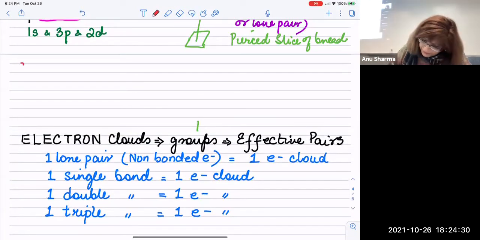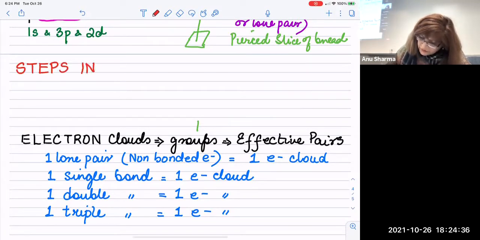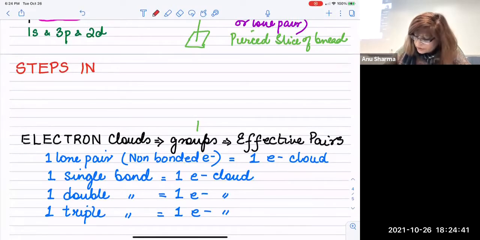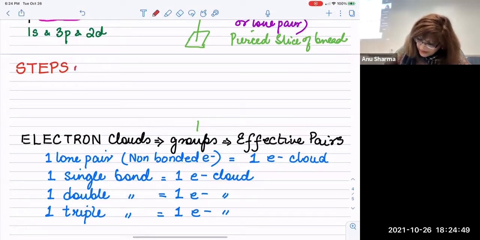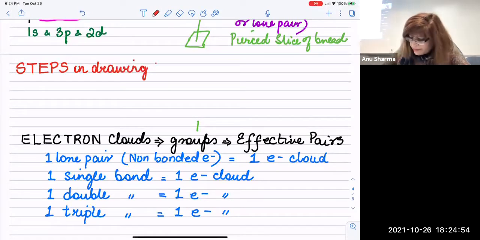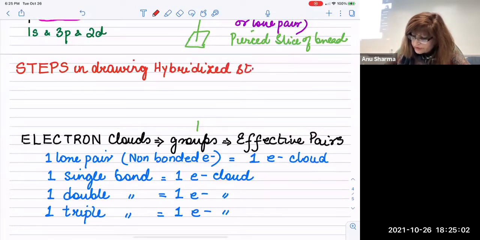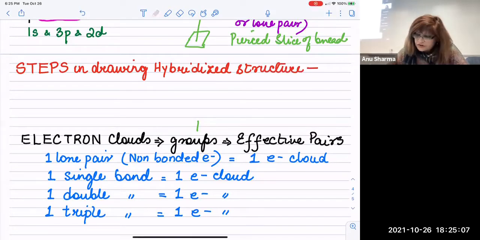Here, steps in drawing hybridized structures. So just like you do Lewis structures, same is the case, you will be asked to draw the hybridized structures.